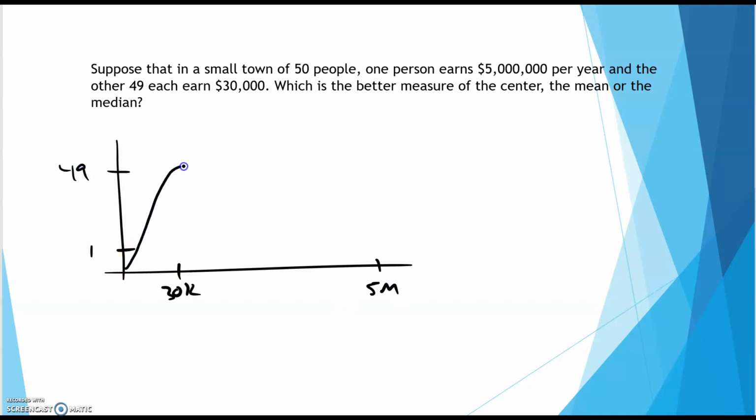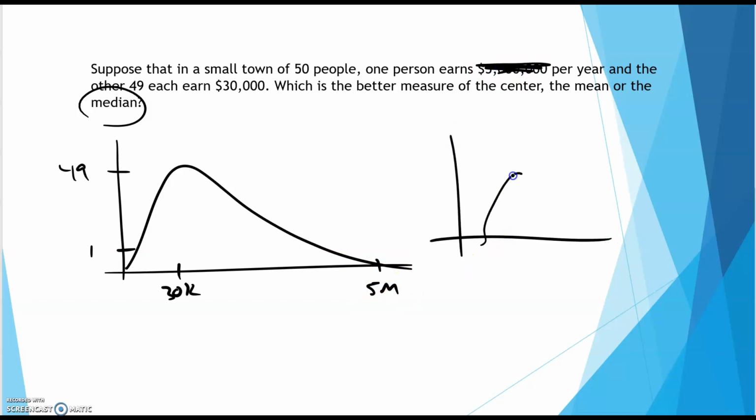Okay, so it would look like that. Since this is skewed data, the only thing that you can use is the median. And again, if I took out this 5 million, which is an outlier, then you would have something like this right here. It would be symmetrical, so you could use the mean then.